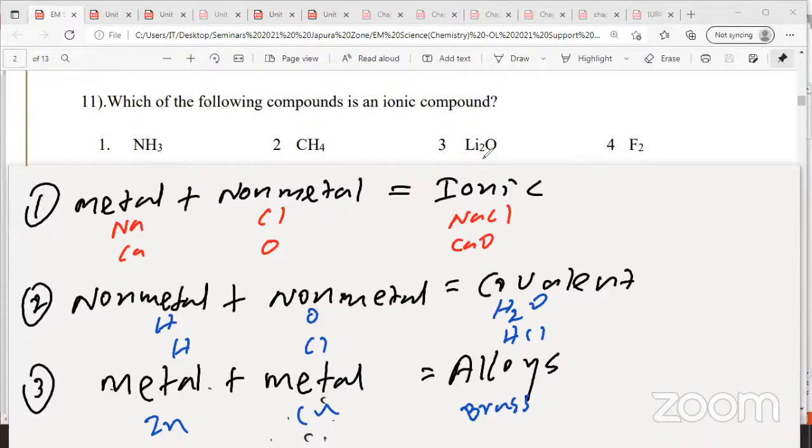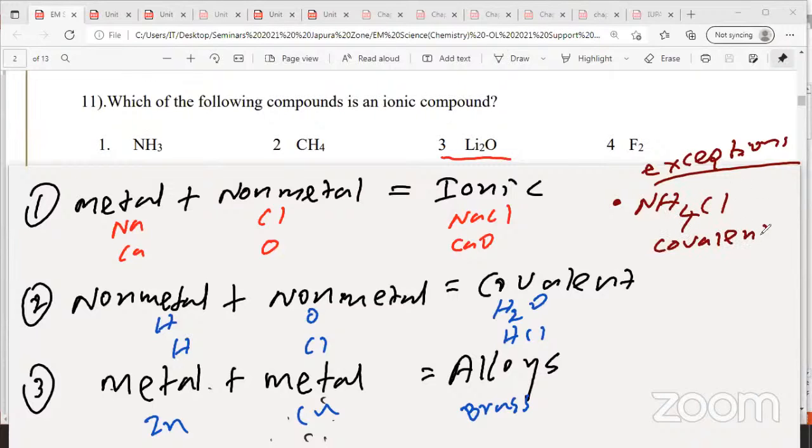So I'll underline here lithium oxide. Lithium oxide. There are some exceptions. Please note this down separately, everyone. Even though there are no metals in these ones, ammonium chloride, remember it is ionic. So these are the exceptions. What are the exceptions? Ammonium chloride: nitrogen non-metal, hydrogen non-metal, chlorine non-metal, but it is covalent.